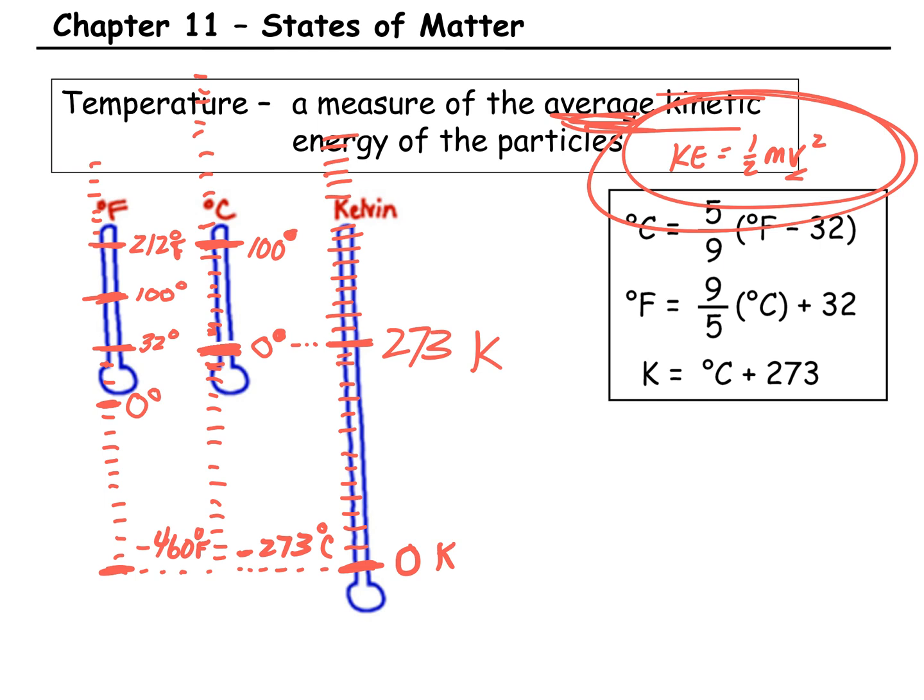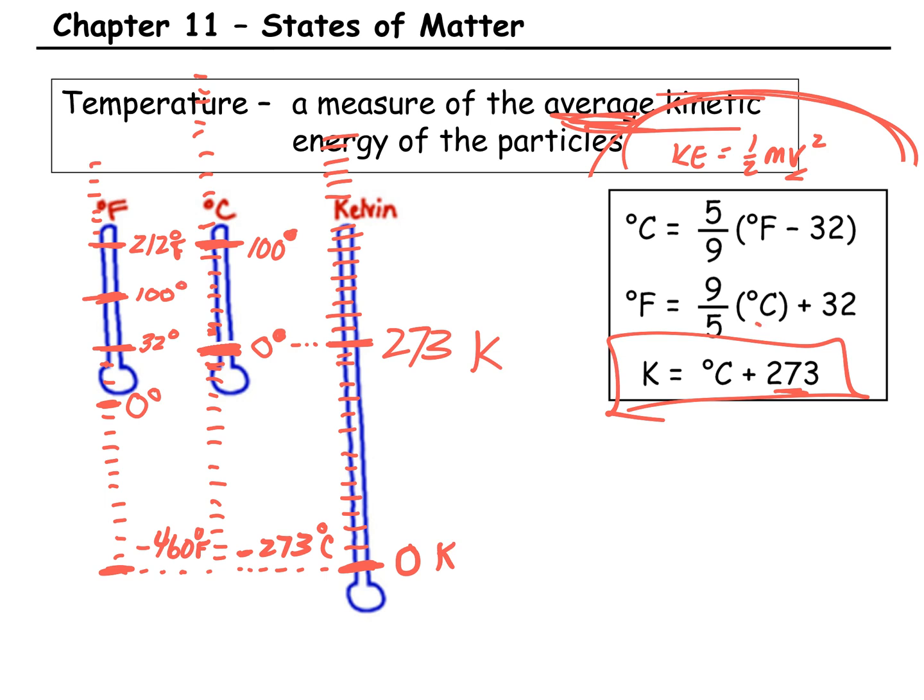Now, these formulas right here are what we use to convert from one to the other. The easiest one, of course, is going to be to convert from Celsius to Kelvin or Kelvin to Celsius. Notice there's no degree symbol in the K there. If I take my Celsius temperature, I simply have to add 273, which converts it into Kelvin.